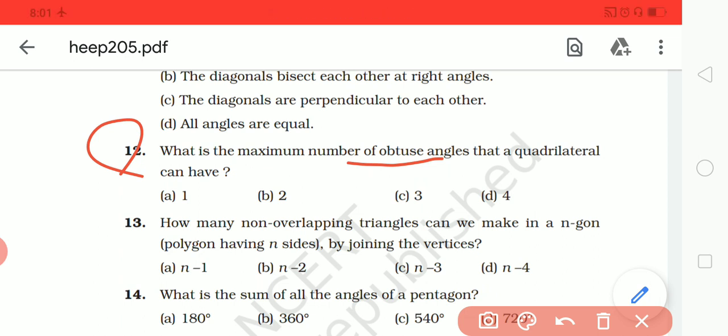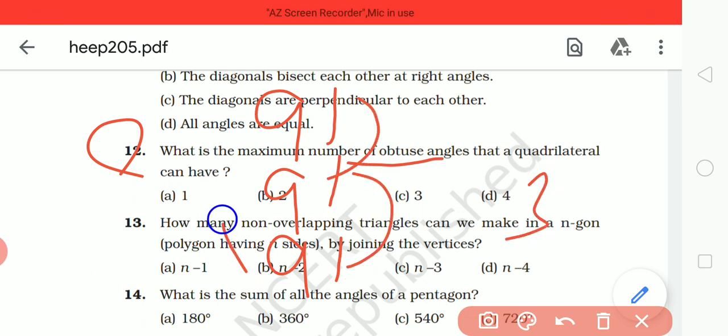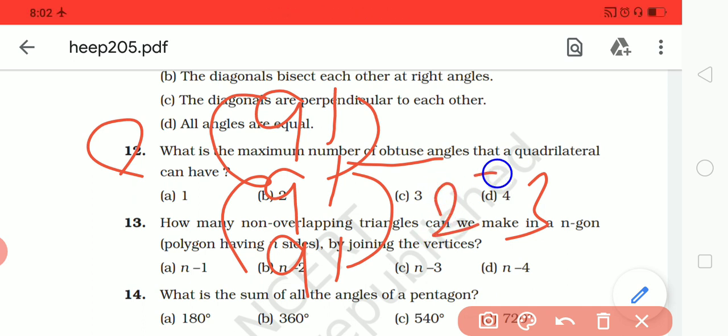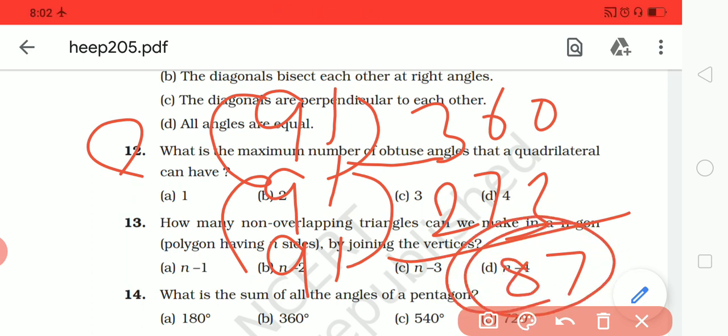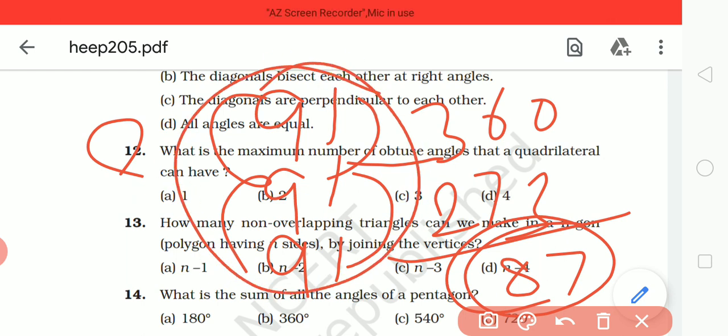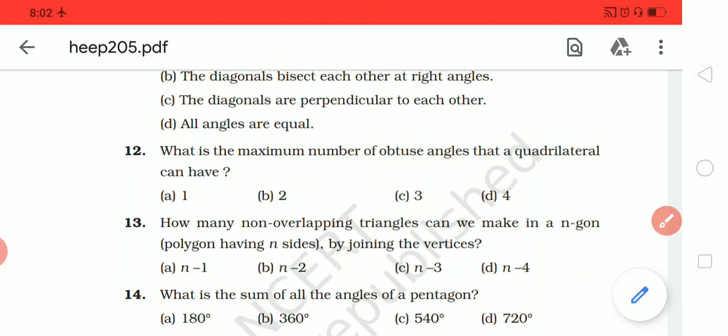How many obtuse angles can a quadrilateral have? Take the first obtuse angle as 91. If you add 91 and 91 and 91, 9 nines are 27, so 273. If you subtract it from 360, 10 minus 3 is 7, 15 minus 9, 15 minus 7 is 8, and 87. This is an acute angle. So a maximum of 3 obtuse angles can be there, right?